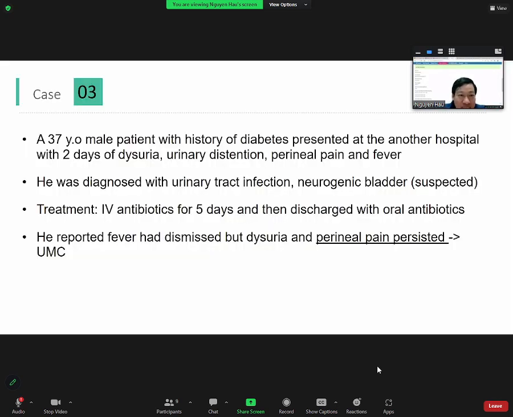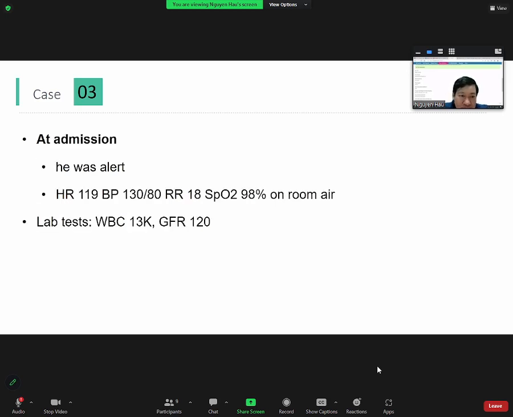Okay, we can continue case 3. A 37-year-old male patient with a history of diabetes presented at another hospital with 2 days of dysuria, urinary distension, perineal pain, and fever. He was diagnosed with urinary tract infection, neurogenic bladder suspected, just suspected. His treatment was IV antibiotics for 5 days, and then he was discharged with oral antibiotics. He reported that the fever became normal, but dysuria and perineal pain persisted, and he came to the emergency department.